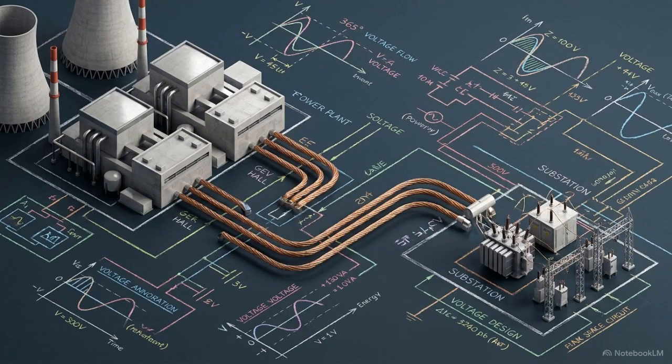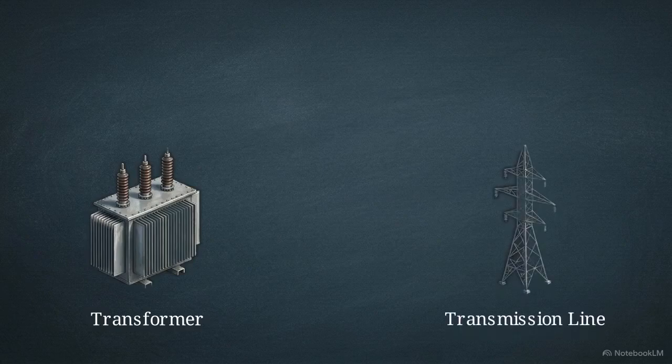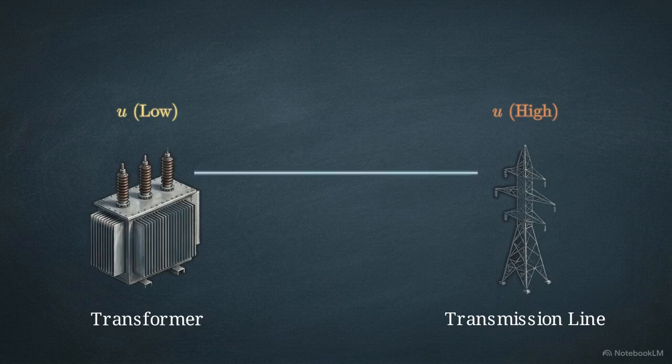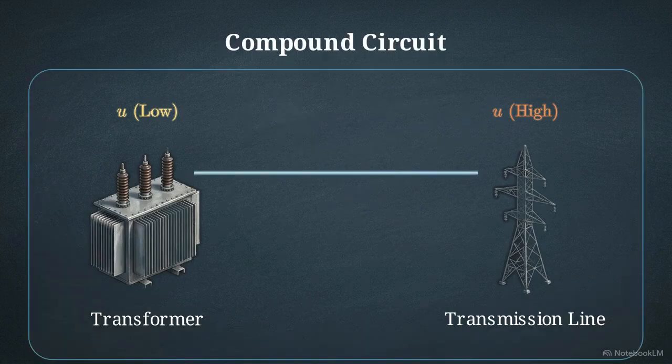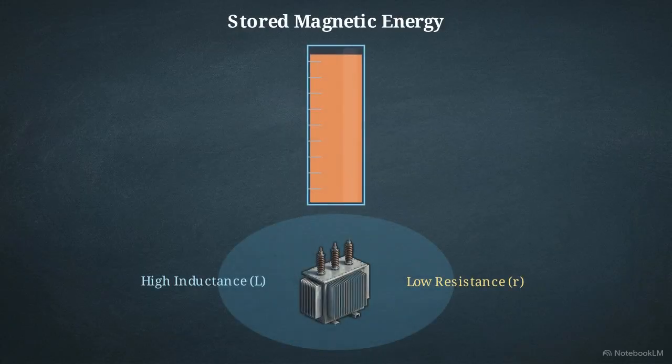To trace the mechanics of this energy transfer, we first have to examine the environment where it occurs, the compound circuit. This is any interconnected system composed of vastly different electrical properties, such as a high-tension transmission line connected to a step-up transformer. A massive power transformer stores a tremendous amount of energy in its magnetic field, but it possesses very low internal resistance. Left alone, it dissipates that stored energy slowly.